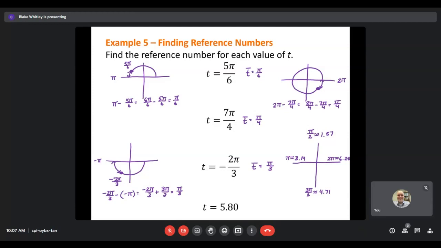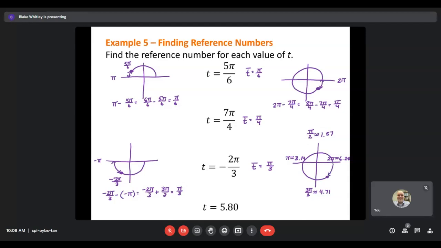5.80 is smaller than that, which means that our t value, 5.80, is going to be somewhere between the 3 pi over 2 and the 2 pi. So it's going to be in this quadrant down here. So we're basically going all the way around like this to that point right there. So bigger than 4.71, but smaller than 6.28.